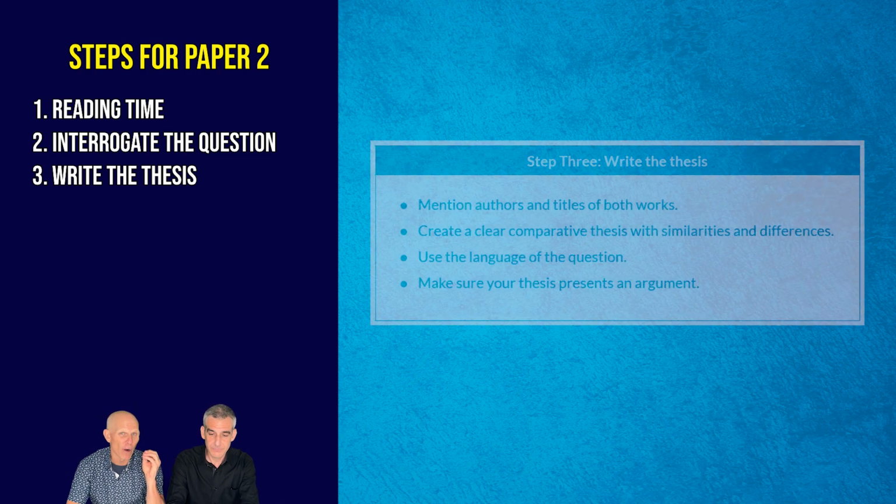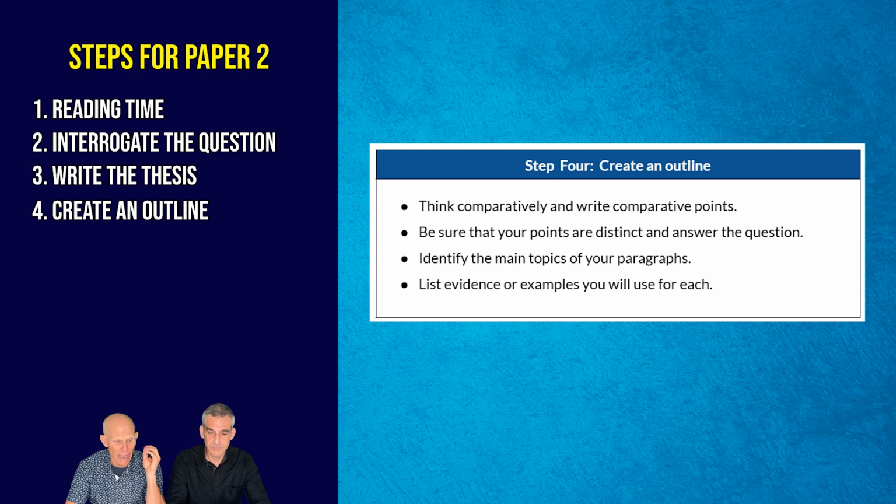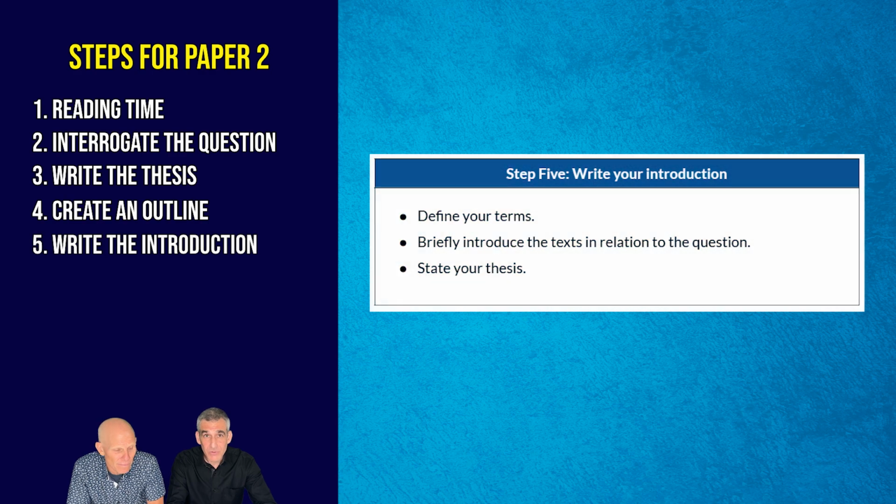Then we need to write our roadmap. We need to have a rudimentary outline. We need to think comparatively. We need to write down those comparative points. Make sure that the points are distinct points and they help to answer the question. We write that outline. That's going to help us. We can also think about which examples or moments we want to use for each one of those comparative points. That will help. Yeah, once you've written that outline, you're going to use that outline to write your response.